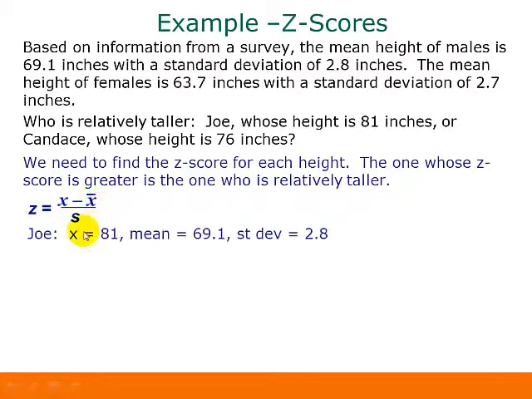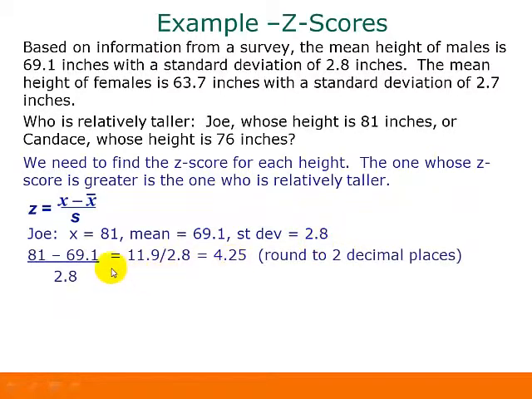So for Joe, the x value is 81, the mean is 69.1, and the standard deviation is 2.8. So to find the z-score for his height, we're taking his height, subtracting the mean, dividing that result by the standard deviation, and that gives us 4.25. The rule of thumb for z-scores is that we normally round to 2 decimal places.